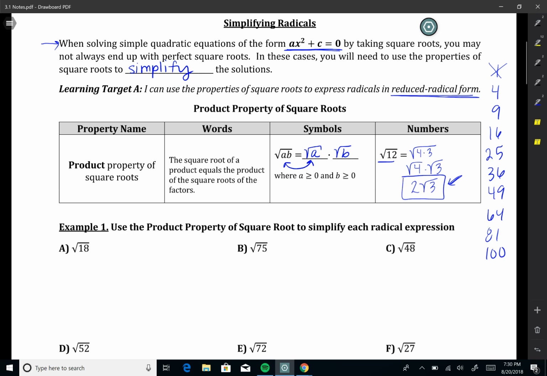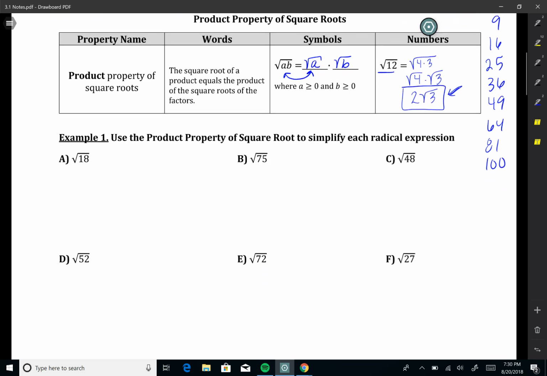All right, I'm going to go through these 6 examples rather quickly, and we will discuss them more in class tomorrow. We're going to use the product property of square roots to simplify each radical expression. Remember, the goal is to find a perfect square that goes into the number that's under the radical so that we can take that square root and it can be outside of the radical.